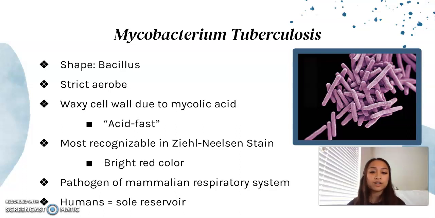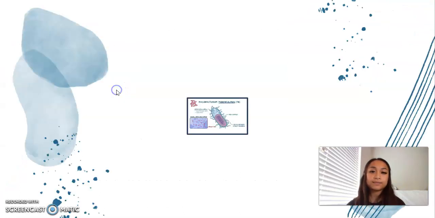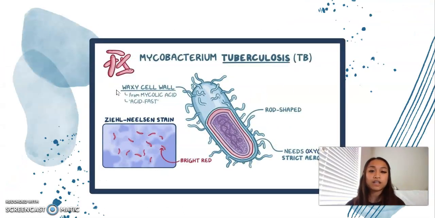And it's most recognizable in the Ziehl-Neelsen stain, so it's a hot method of the acid stain, not the cold method. It's a pathogen of the mammalian respiratory system, and the human host is going to be the natural reservoir for this bacterium. So this is just a depiction of it, the waxy cell wall, and as you can see, the rod shaped, as well as the bright red stain from this acid stain, and it needs oxygen.